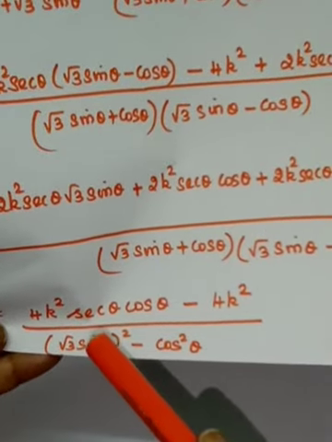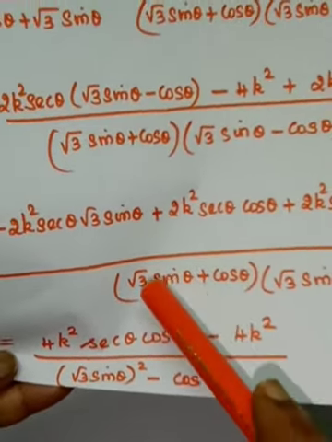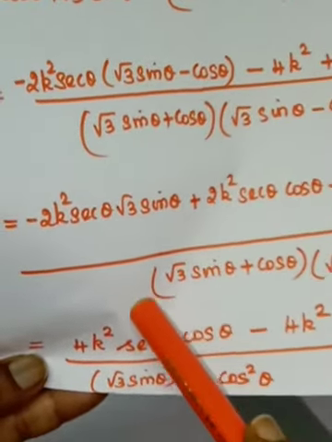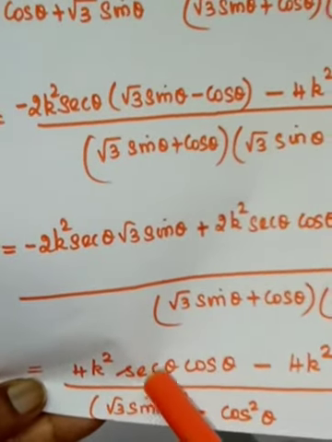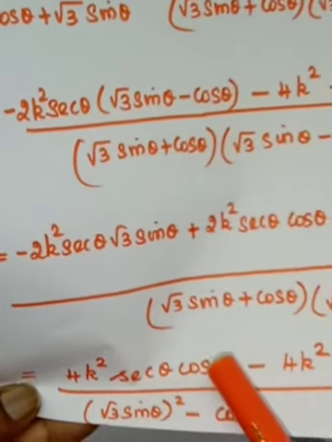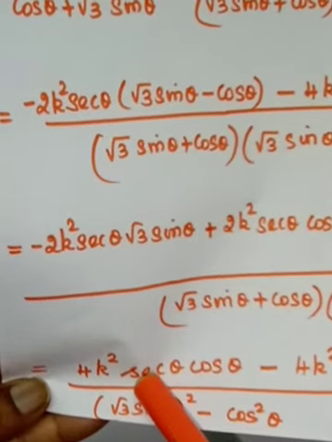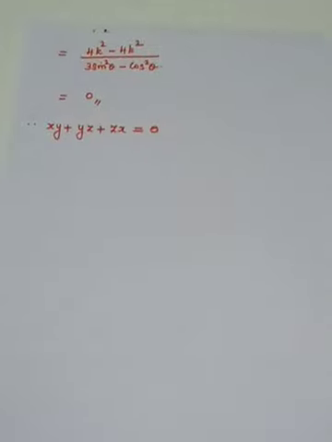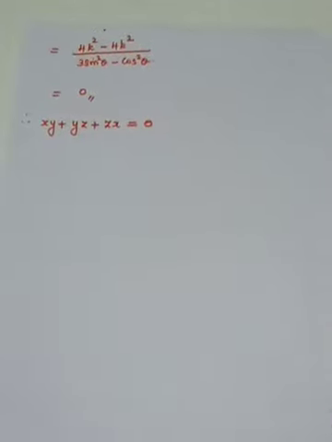So it is a squared minus b squared. And you know very well, secant theta is the reciprocal of cos theta. So secant theta can be written as 1 by cos theta. So cos theta in the denominator and cos theta in the numerator get cancelled. So what you are having in the numerator of the first term is 4k square, minus the next term, 4k square. So if you subtract, the numerator is 0. 0 by the denominator is 0. So the value of xy plus yz plus zx is equal to 0.